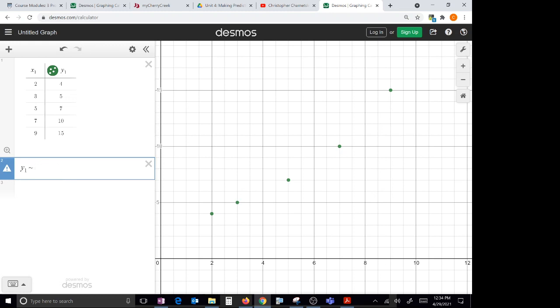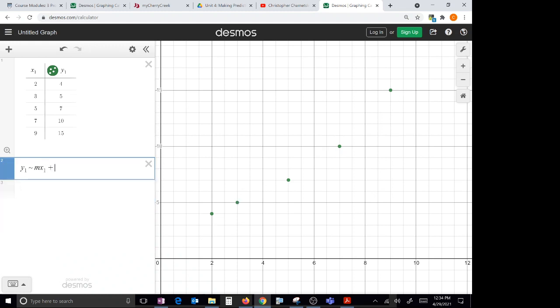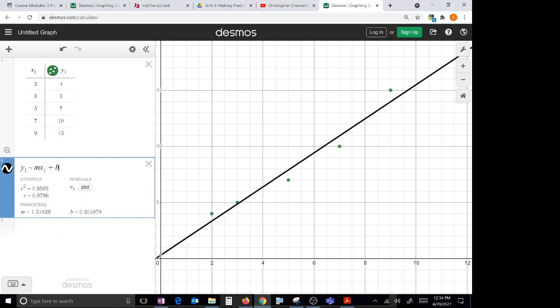So y1, squiggly, m, like our slope m, x1, again matching our x1 here, plus b. Okay, so it's almost like y equals mx plus b. We just have a few changes. Instead of just y and x, we put our y1 and x1, and instead of an equal sign, we got that little squiggly. And what that does is it tells the computer, hey, draw a line that fits best to our data. Okay.